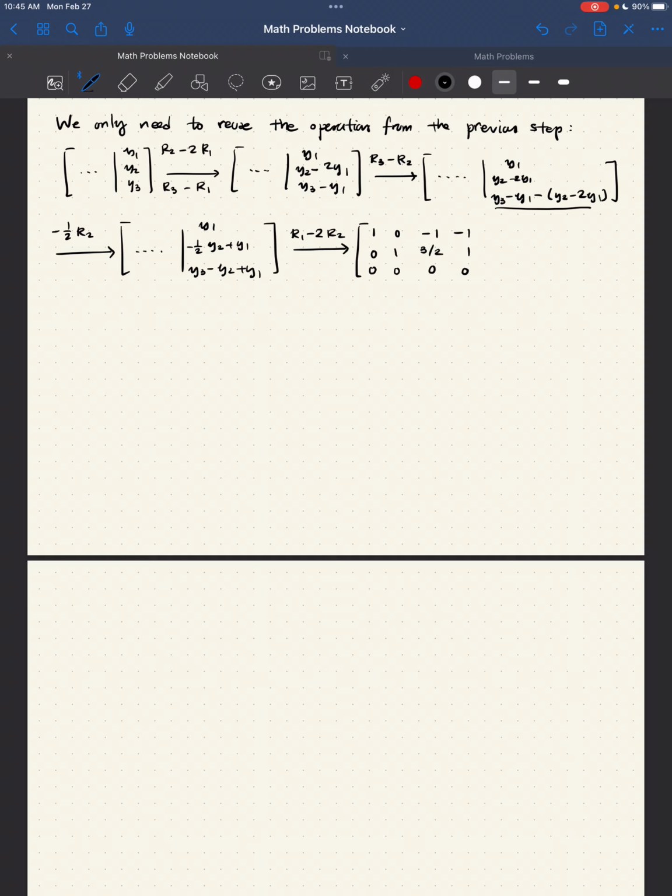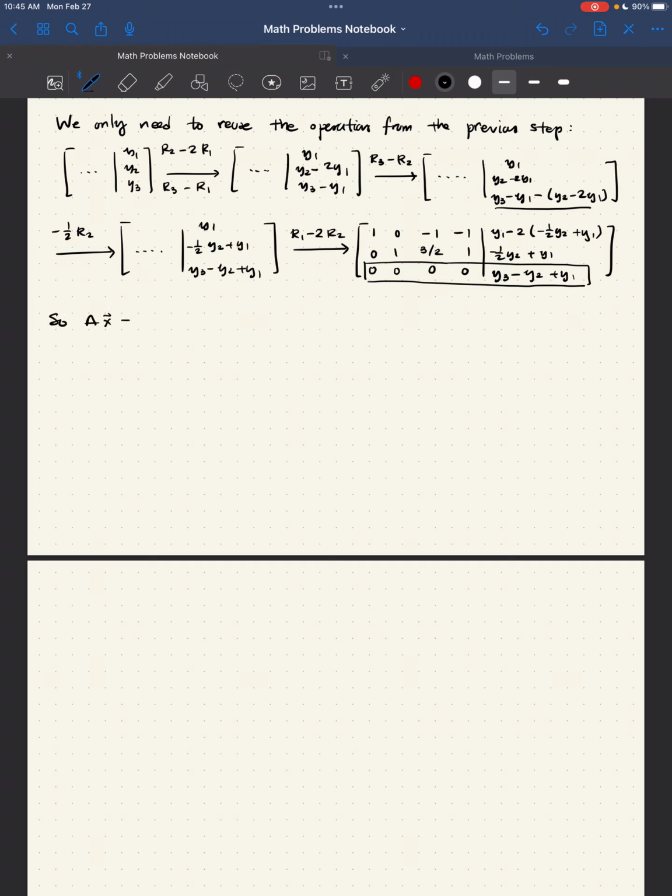Why is this? Because those are exactly the steps that we followed before, except that now we have a different augmented column, which is given by y1, negative 1/2 of y2 plus y1, and then y3 minus y2 plus y1. But you see, it's only this row that tells us something important about the consistency of the original system.